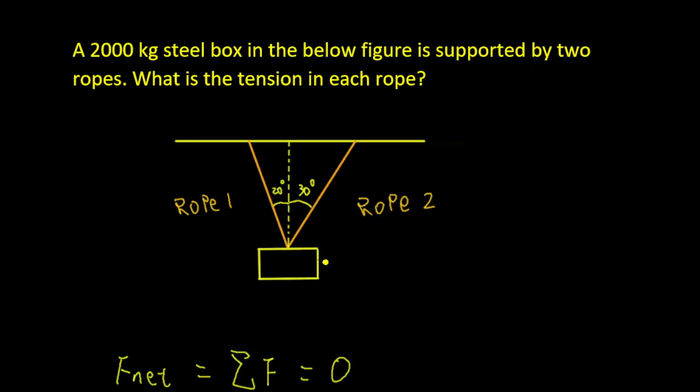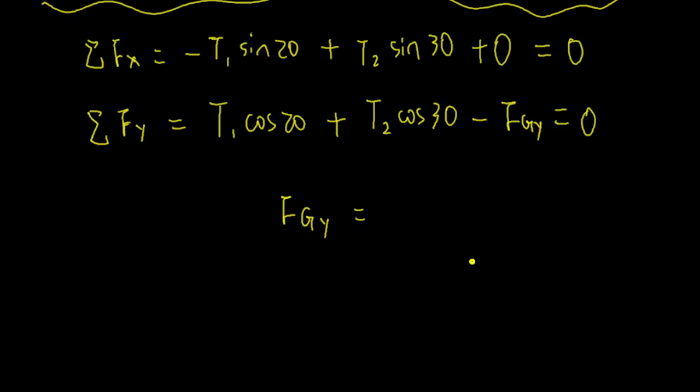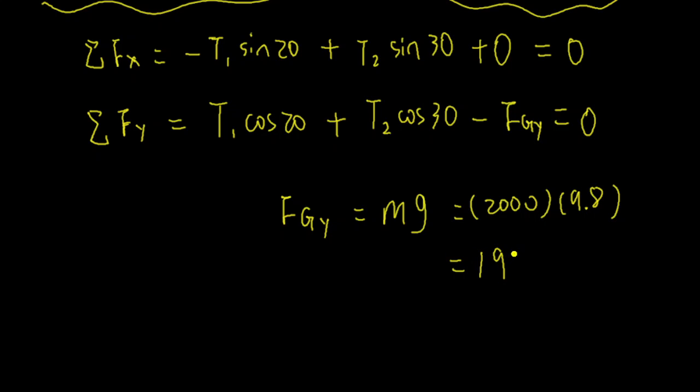What's the mass of the object? 2,000 kilograms. And what's the gravity? Negative 9.8 meters per second squared. So this is m times g, right? And that's equal to, mass is 2,000 kilograms from the question, times gravity, rounded as 9.8 meters per second squared. So what is that equal to? Now we do know that 2,000 times 9.8, using a calculator, is 19,600.